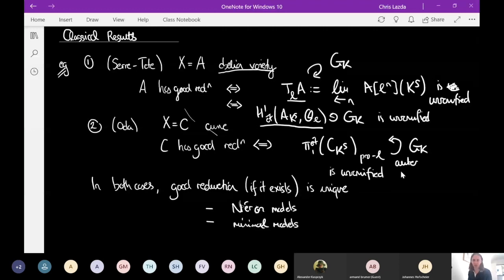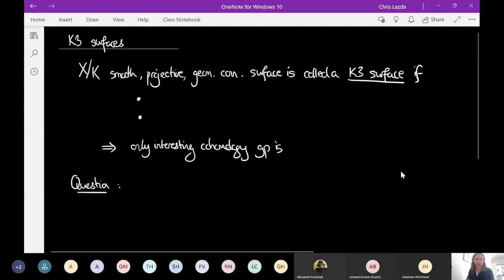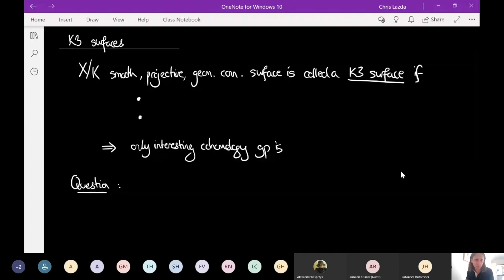And we'll see in a little bit that this uniqueness is what fails for K3 surfaces, and that is where a large part of the interesting part of the question lies. Okay. Like I said, I'm interested in seeing whether you can say something similar for K3 surfaces.